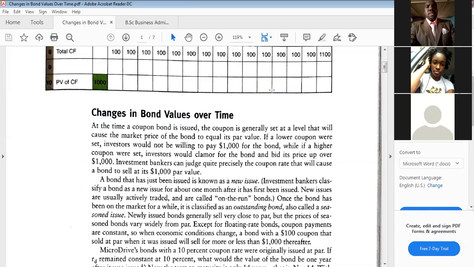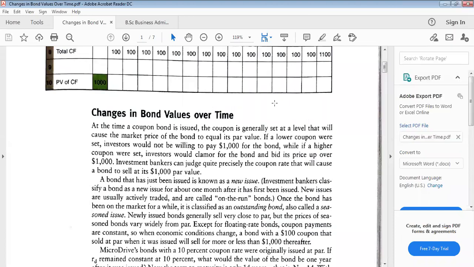At the time a coupon bond is issued, the coupon is generally set at a level that will cause the market price of the bond to equal its par value. If a lower coupon were set, investors would not be willing to pay $1,000 for the bond.